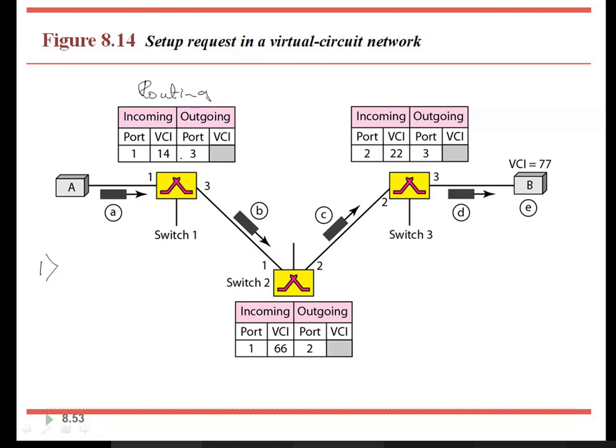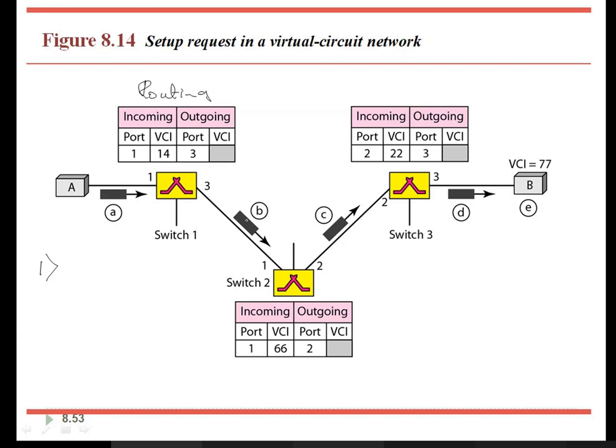With respect to incoming, what is the port number and what is the VCI. With respect to outgoing, only the switch knows that it can be sent to port 3, so that information is added. Next, what is the next step? As soon as it learns this information, it updates the table. Previously this table was empty. As soon as it receives the setup request, it immediately updates this information.